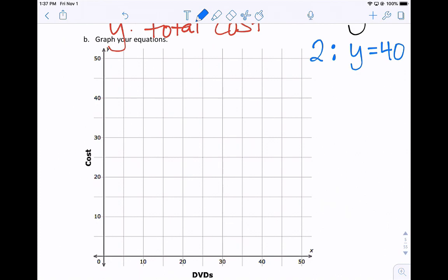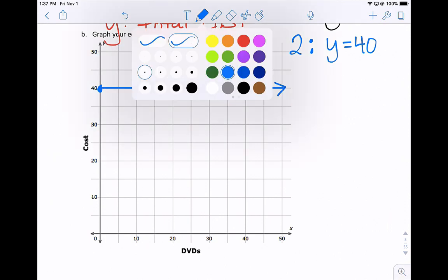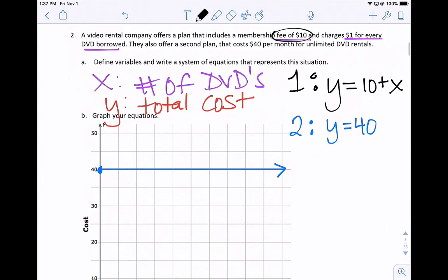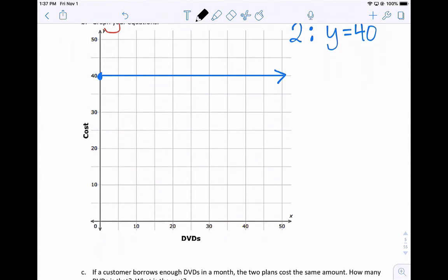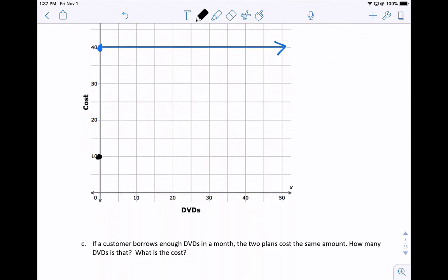All right, let's graph these 2. I'm going to graph plan 2 first because I have the blue. So plan 2 starts at 40, and there's no slope. So $40 flat fee. All right, let's take a look at plan 1, which starts at $10, and it's $1 per DVD. So if it's $1 per DVD, when we go over 5, we will go up 5. Same as going over 1, up 1. Okay, so here is what our line would look like.